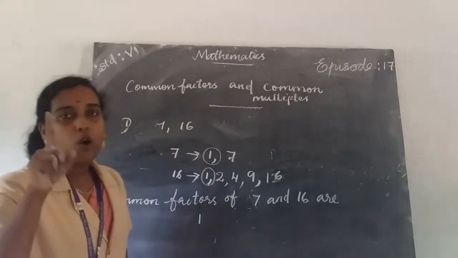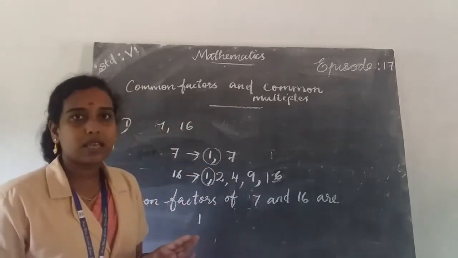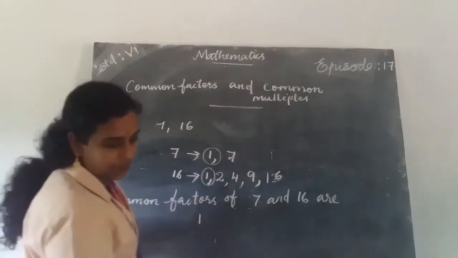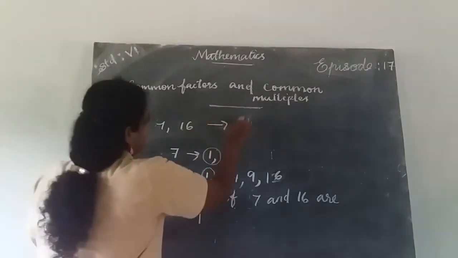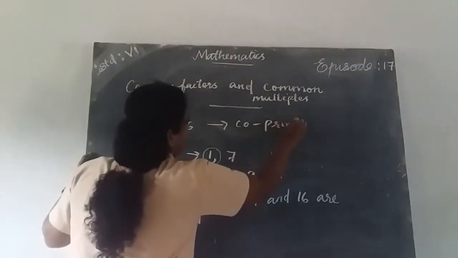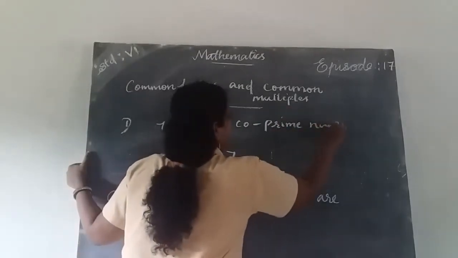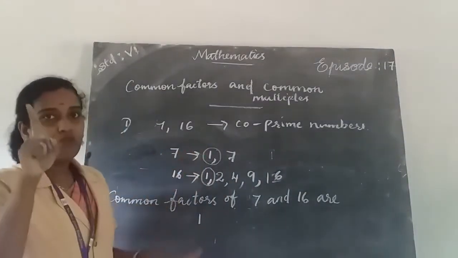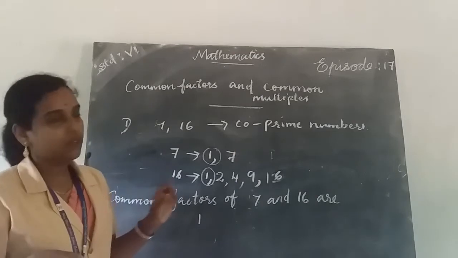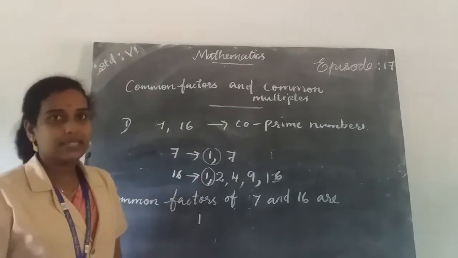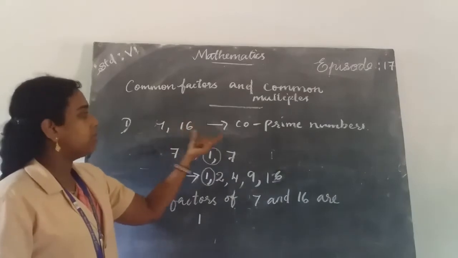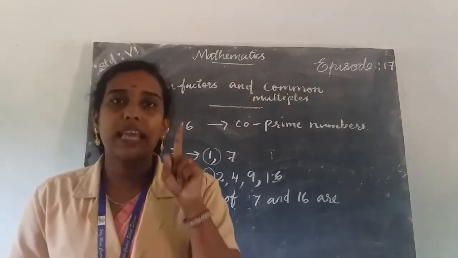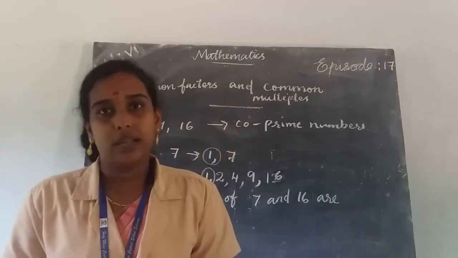Co-primes. Two numbers having only one as their common factor are called co-prime. So we can say that 7 and 16 are co-prime numbers, because these two numbers have only one as their common factor. One is the only common factor of 7 and 16. The numbers having only one as their common factor are co-prime numbers.